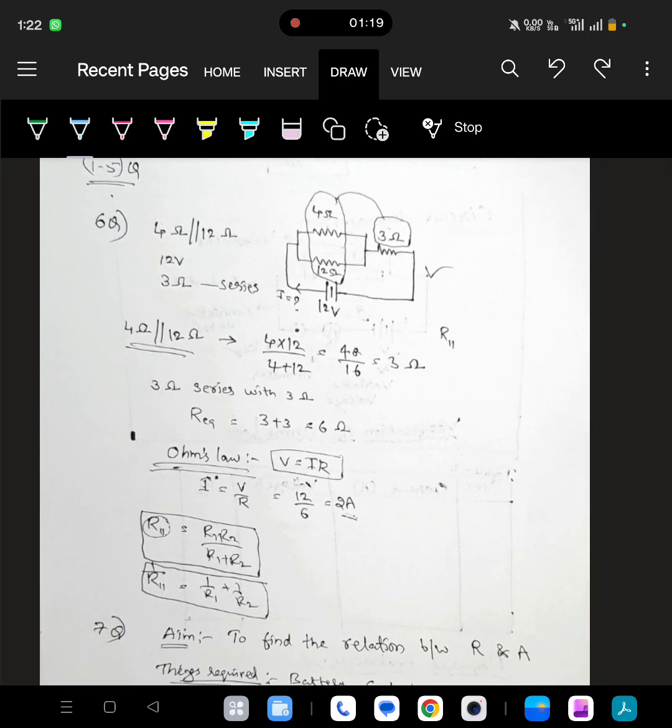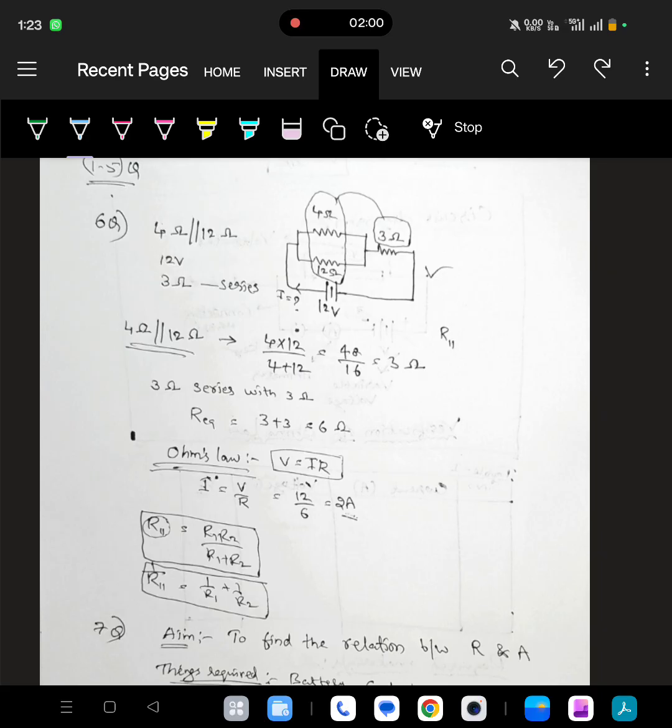So first you have to write what is parallel, what is series. Parallel definition you write: for resistors in parallel, the reciprocal of the equivalent resistance is equal to the sum of the reciprocals of the individual resistances. 4 ohm parallel to 12 ohm, like this I have connected in the circuit, and it is in series with 3 ohm. Here we have to find the current flowing through the circuit also.